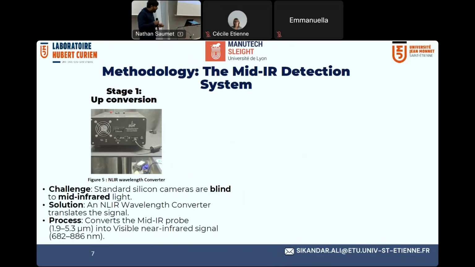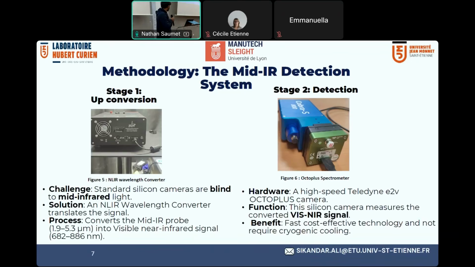What was the challenge during our detection? The standard silicon cameras that we use in laboratories are blind to infrared light. So we used up-conversion technology. We converted our infrared signal into the near-infrared or the visible range, and it was then detected by our spectrometer and camera, which was an Octoplus camera.